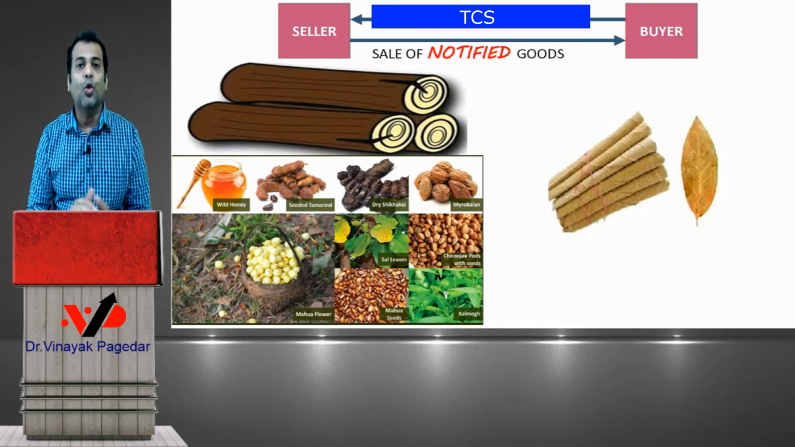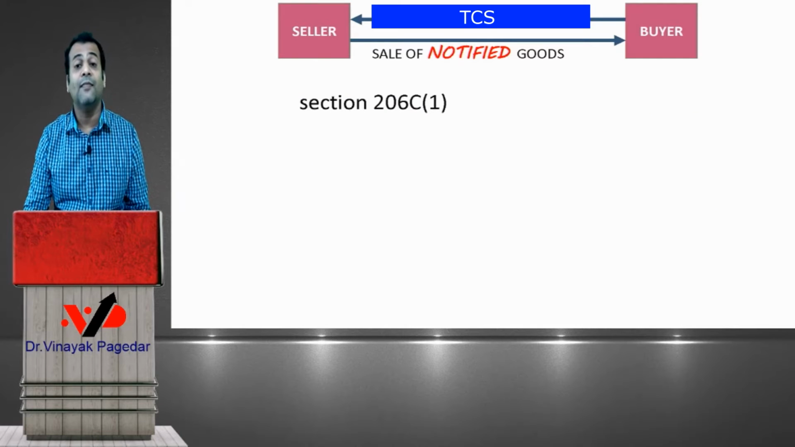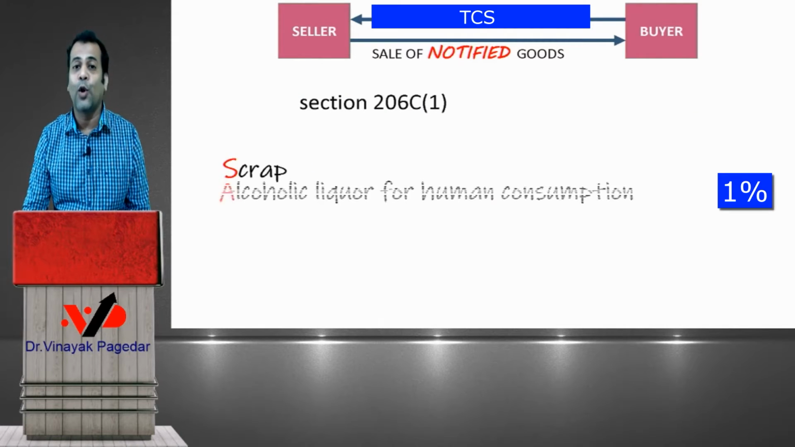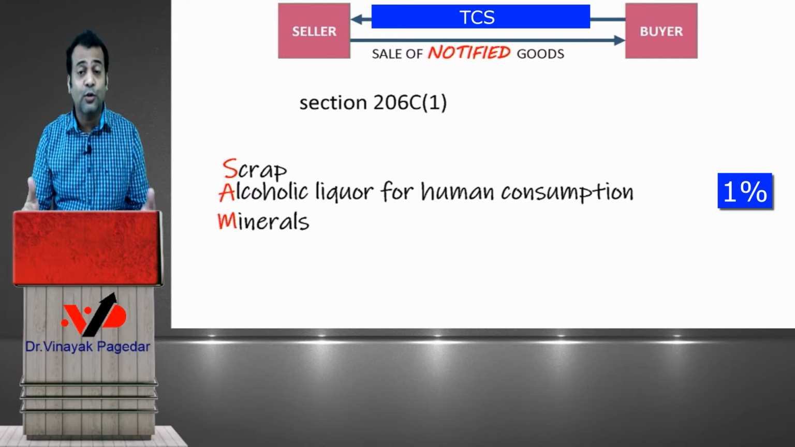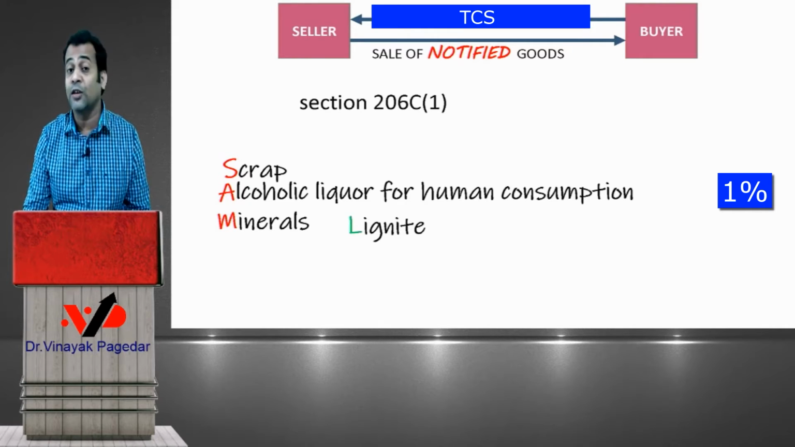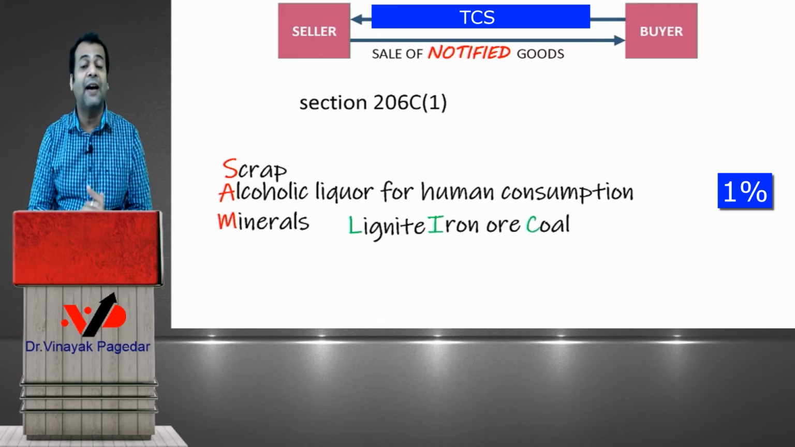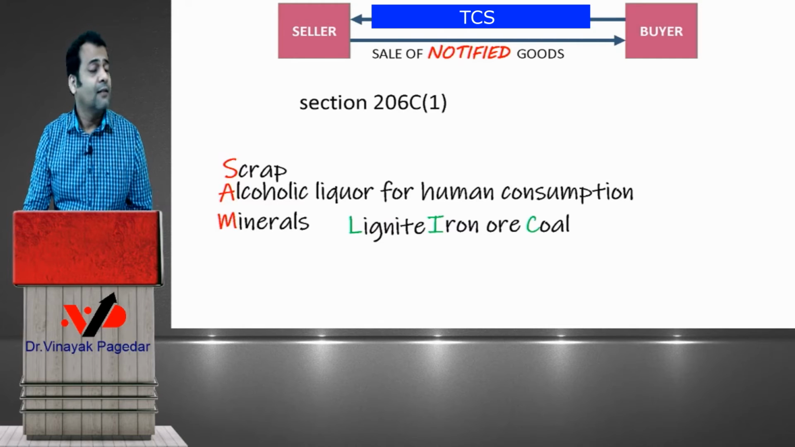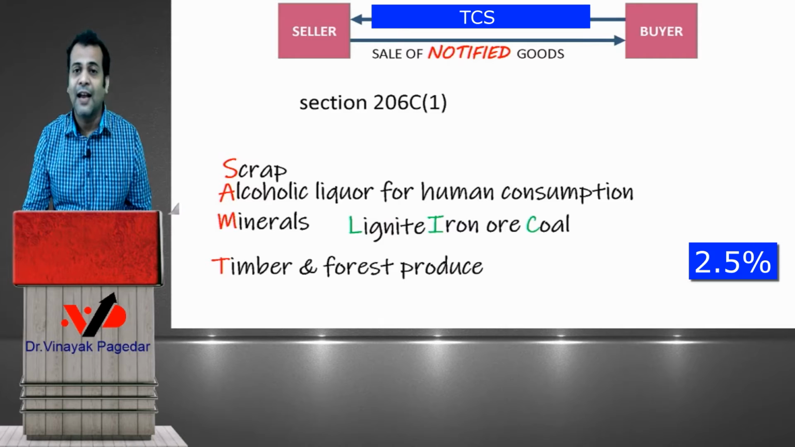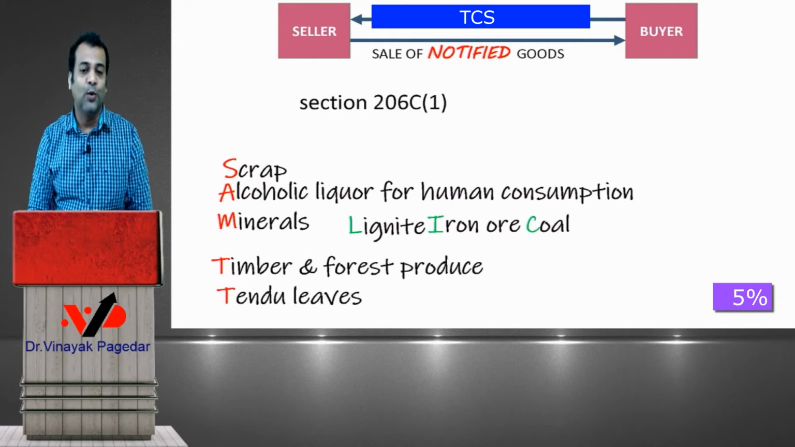Another way to remember is the code word SAM-TT. So let's see how it goes. S for scrap, A for alcoholic liquor for human consumption, M for minerals. Ask yourself, which minerals? LIC: lignite, iron ore and coal. LIC is not the Life Insurance Corporation, it's lignite, iron ore and coal. So we've got SAM, and TT, your guess is as good as mine: T for timber and forest produce, and the last was tendu leaves.